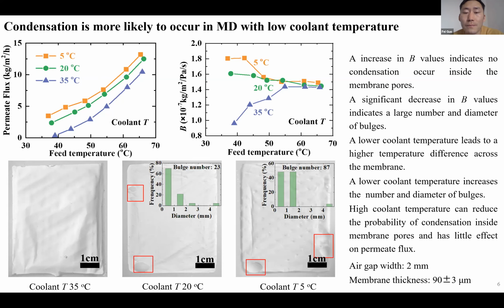That increases the temperature difference across the membranes. A lower coolant temperature increases the number and the diameter of the bulges. Through our experiment, we found that a higher temperature can reduce the probability of condensation inside the membrane pores, and it also has very little effect on the permeate flux.